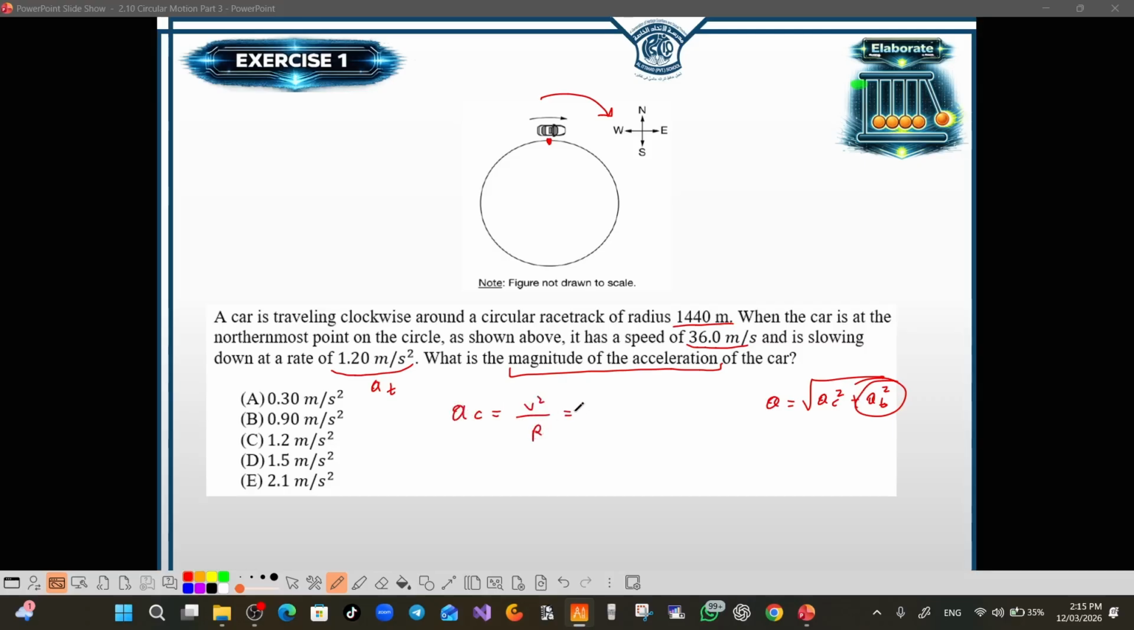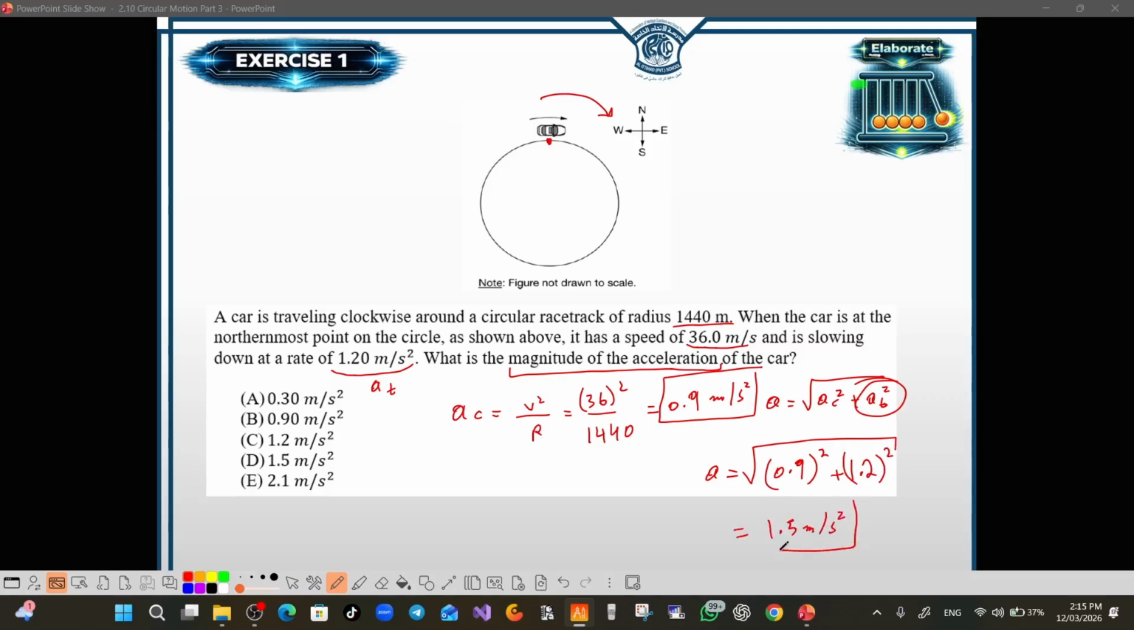So V squared over R, where V is given as 36 squared, and R is given as 1440. For this one, the answer will be 0.9 meters per second squared. Now, to find the magnitude, we will need the two components, 0.9 squared plus the tangential component 1.2 squared. And the final answer will be 1.5 meters per second squared. So the correct answer will be D.